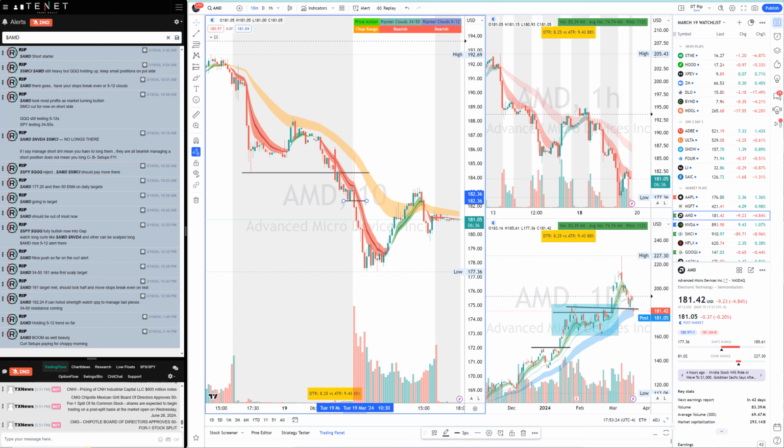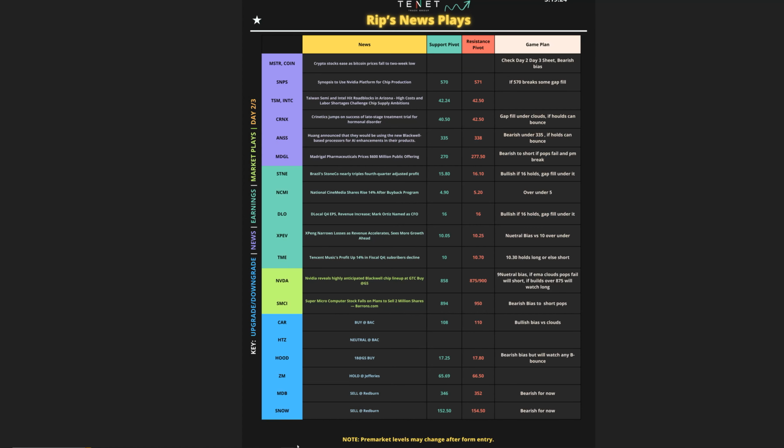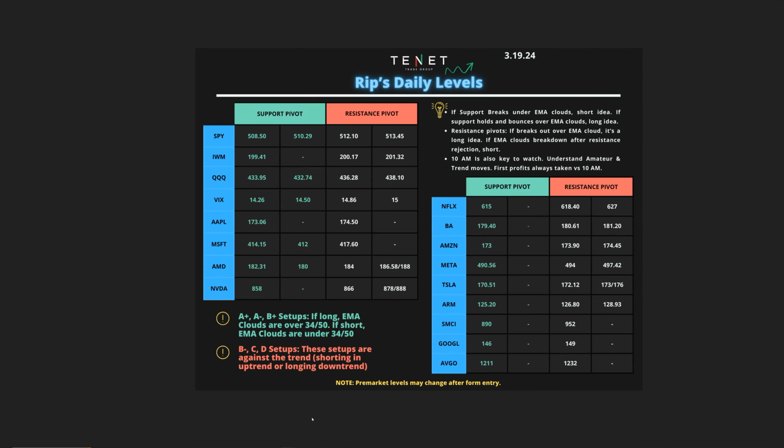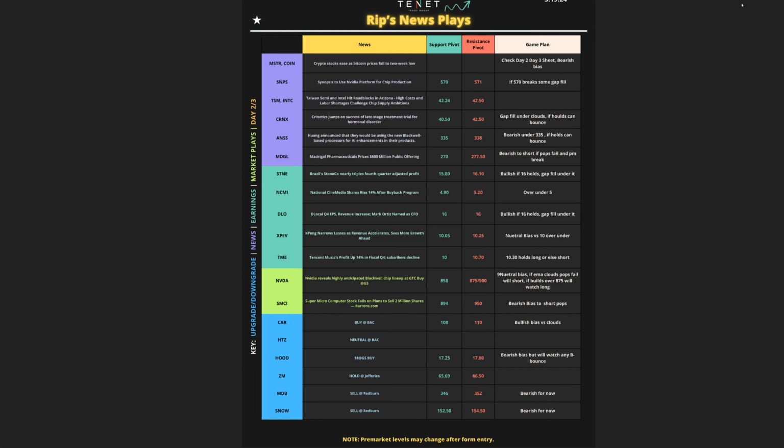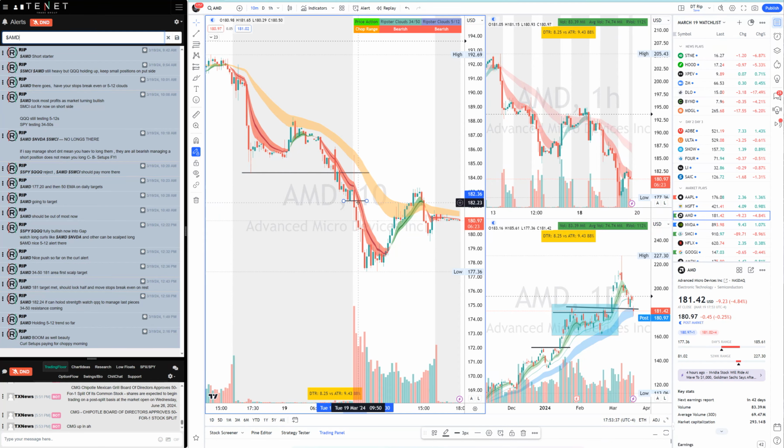So then our support break on AMD was right here, when it was breaking that 182.30. So 182.30, and this area. So that was a support break on AMD, right?